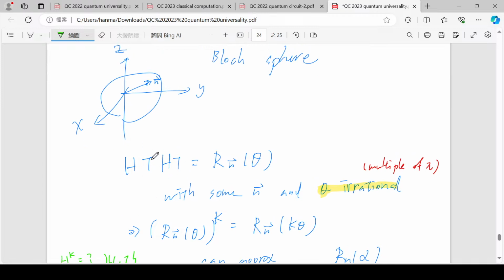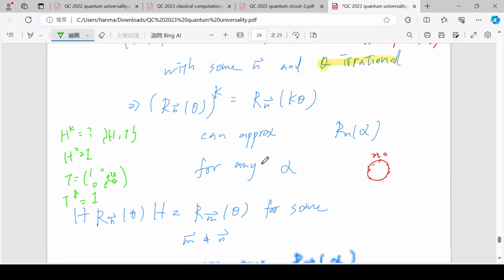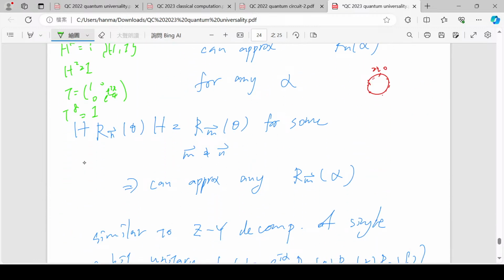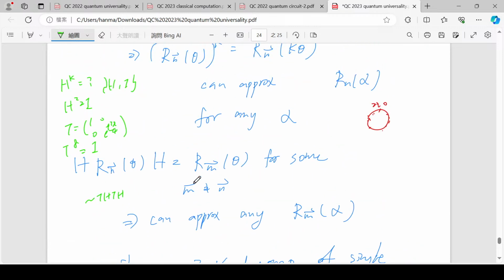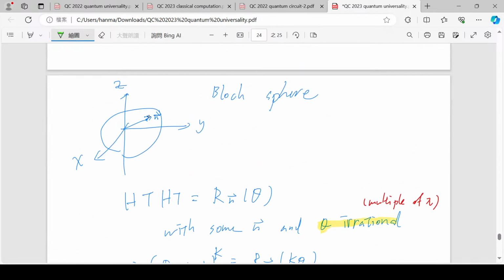But if you alternate between them, then you actually get some irrational angle. So HT gives you some irrational angle, and TH gives you the same irrational angle, but on a different axis. What's important is that you have two fixed axes here, and they have some constant angle between them. So you have some n, and you have some m.